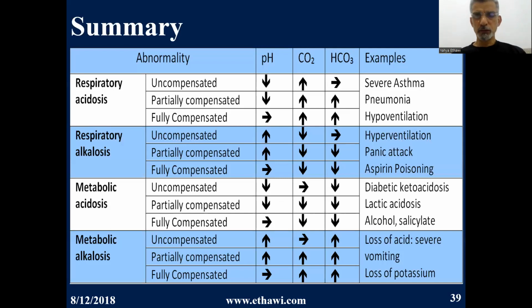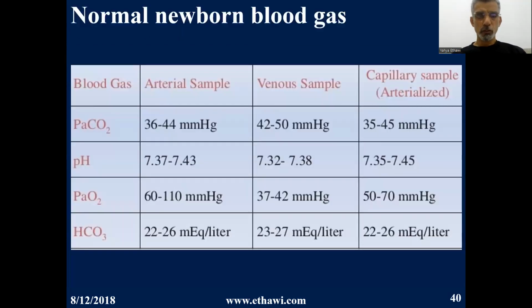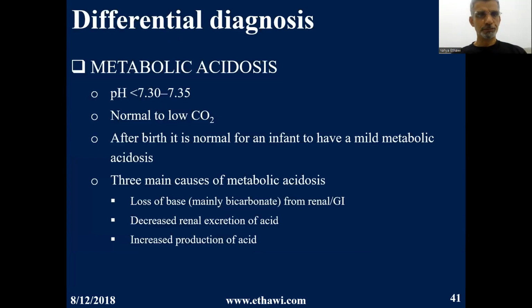So, summary: it's either respiratory or metabolic, either acidosis or alkalosis, and it's either uncompensated, partially compensated, or fully compensated, and there is an example of it. Normal newborn blood gas, as we talked, these are the starting values, but we also have what we call acceptable or compromise changes, values that are lower or higher than these numbers, and we accept them as normal depending on the situation.